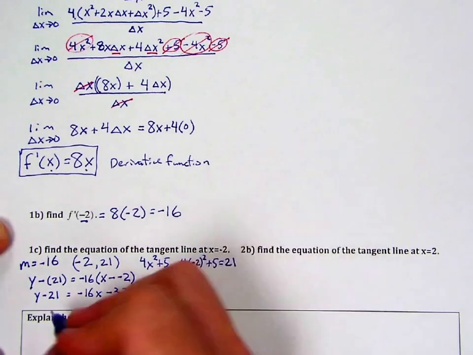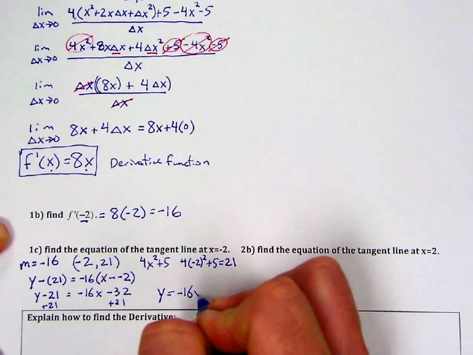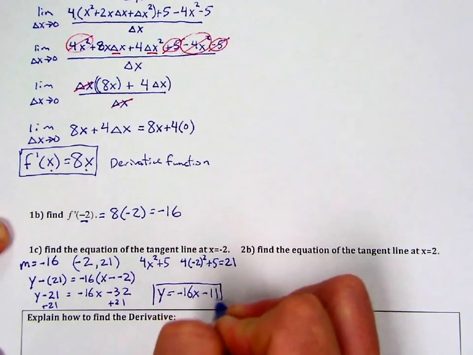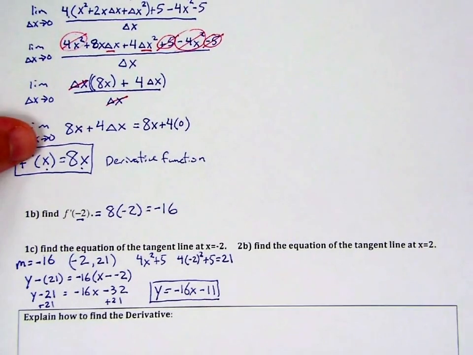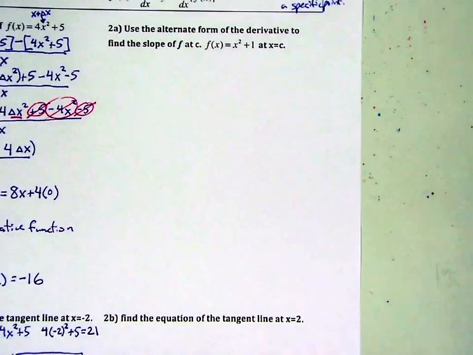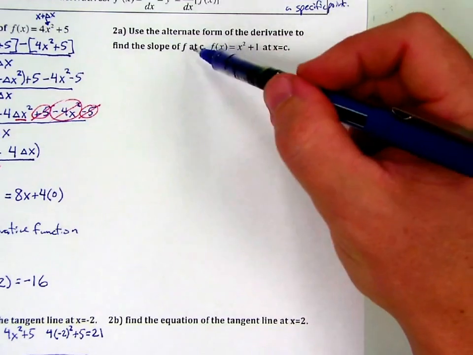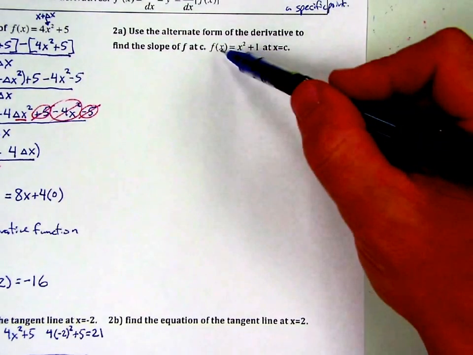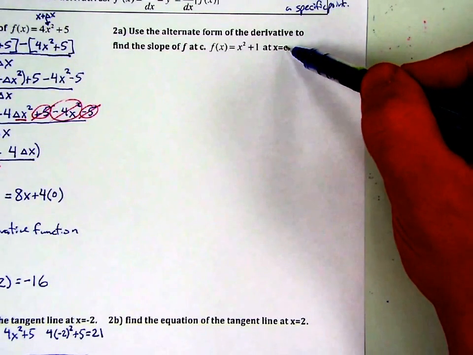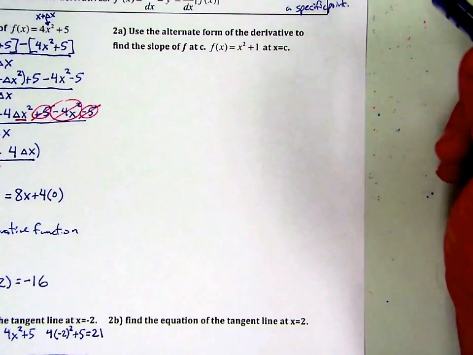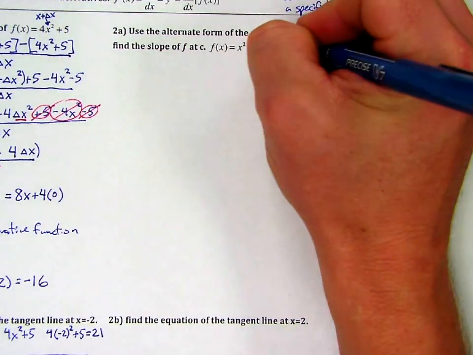And if we add the 21 over, we get y equals negative 16x minus 11. All right, let's move on. In our next example, it says use the alternate form of the derivative to find the slope of f at c, of f of x equals x squared plus 1 at x equals c. We're going to make this at c equals 2.